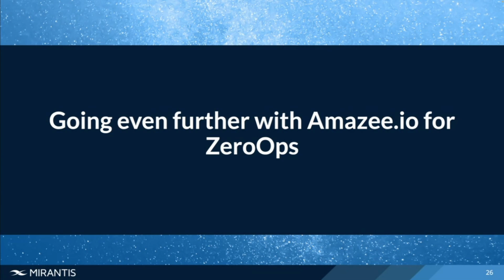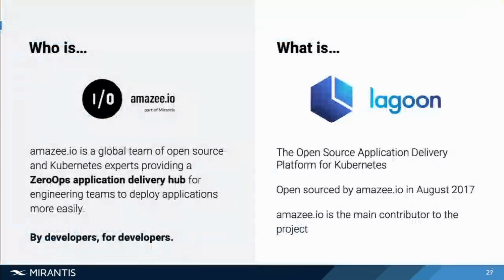How does that work? Here we are using a component which is Lagoon. So Lagoon is an open source project, right, in the space of application delivery. And we have packaged Lagoon, right, as that open source project that Amazee.io is the main contributor for, right? So Amazee is part of Mirantis. Amazee.io is part of Mirantis. And Amazee.io provides a product around Lagoon to offer that experience of ZeroOps for application delivery hub, right?